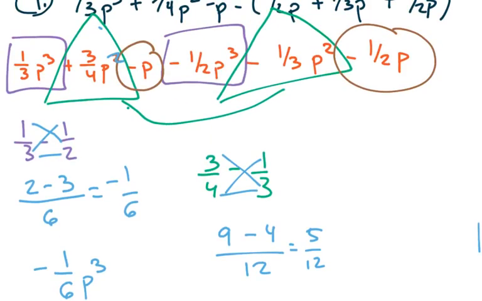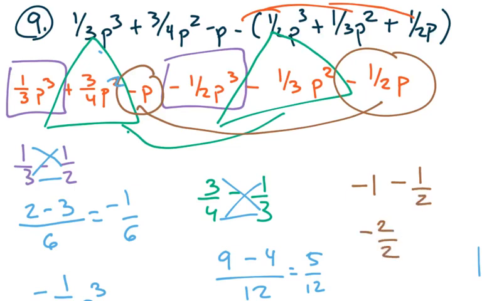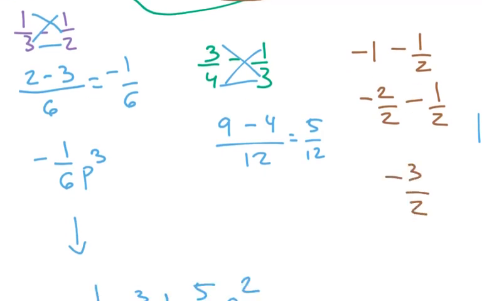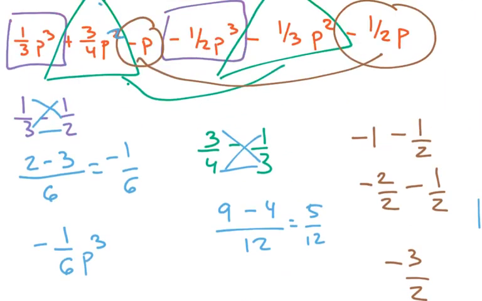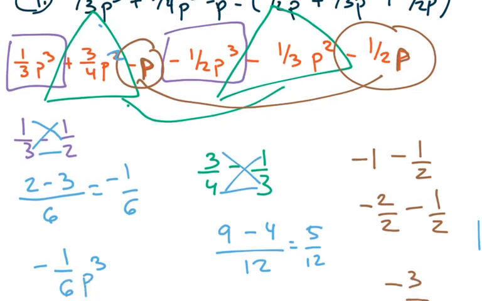And then we'll go on to the next one, which is the brown, which is negative p minus 1/2. So we have negative 1 minus 1/2. Negative 1 is the same thing as negative 2 over 2 minus 1/2, which is negative 3 over 2. So the back part, negative 3 over 2. And this again was p, because these were p's. And there you have it.